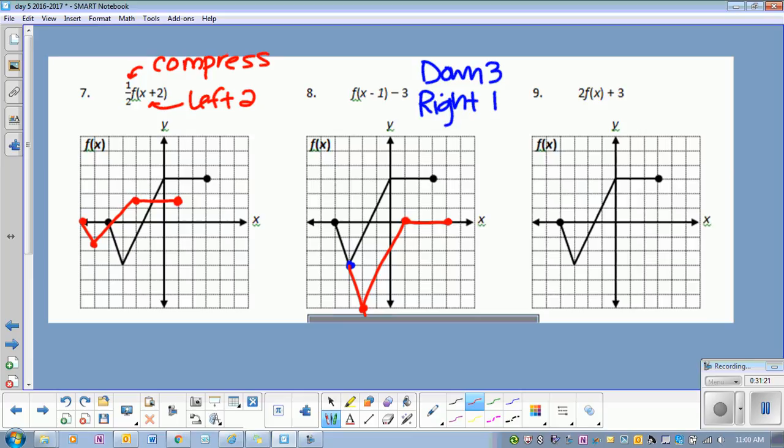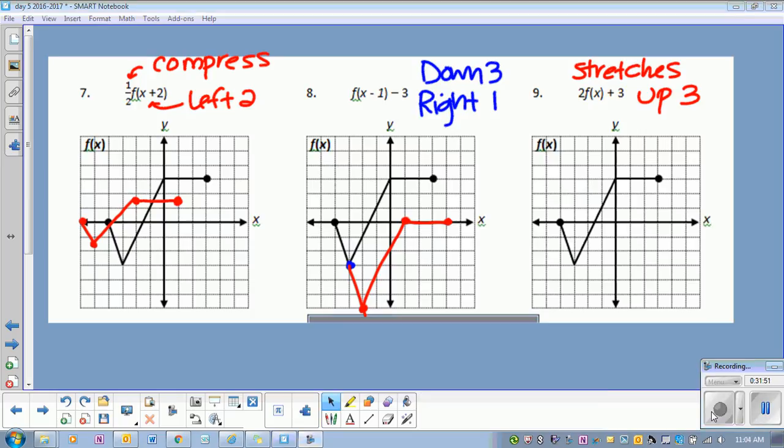So guys, do you want to try number 9? All right. It stretches and it goes how? Up 3. Good. So it stretches and it goes up 3. Do the stretches first. All right. Multiply by 2 and then do up 3. Okay, so let's go over this one. Stretches and then up 3.